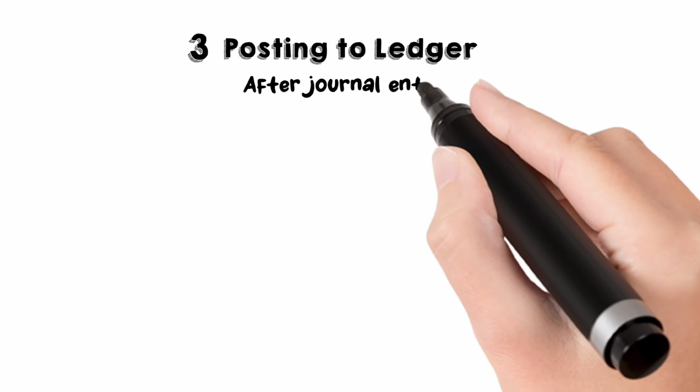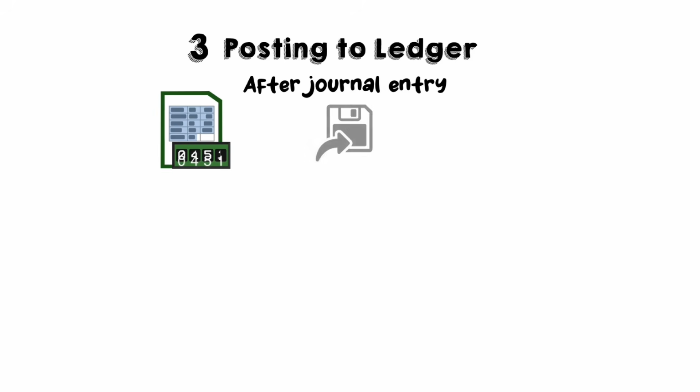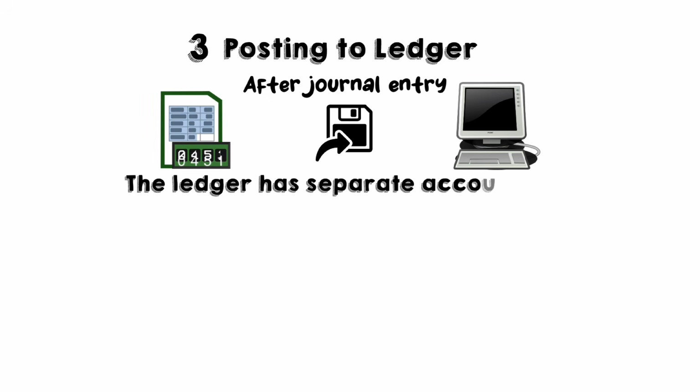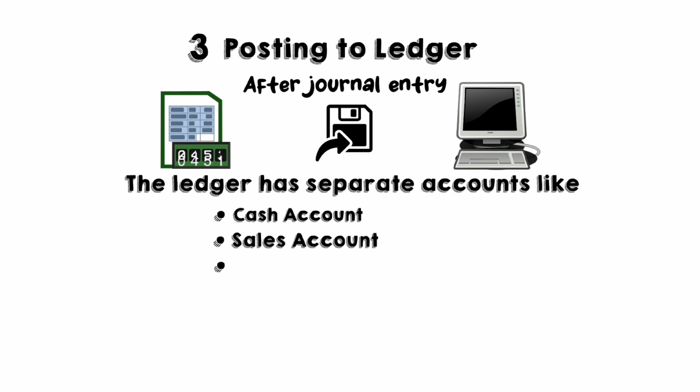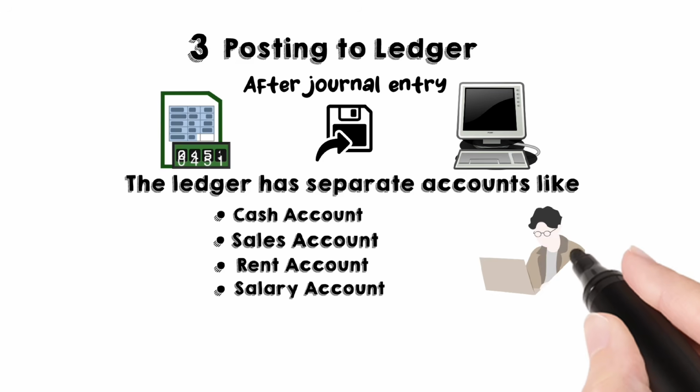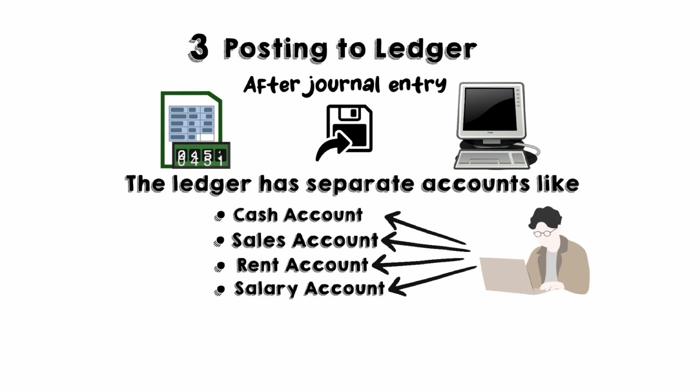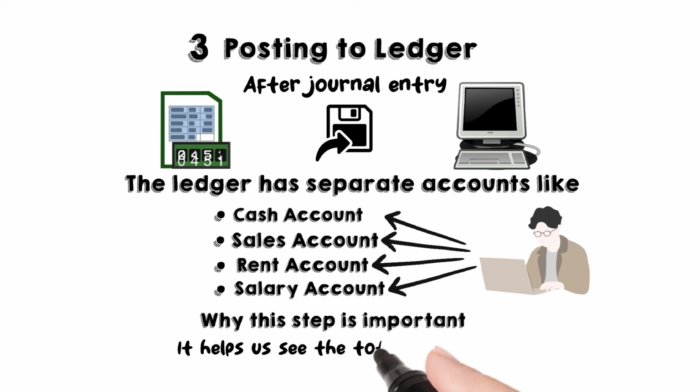Number 3, posting to ledger. After journal entry, the information is transferred to the ledger. The ledger has separate accounts like cash account, sales account, rent account, salary account. Each transaction is posted to the correct account. Why is this step important? It helps us to see the total balance of each account.